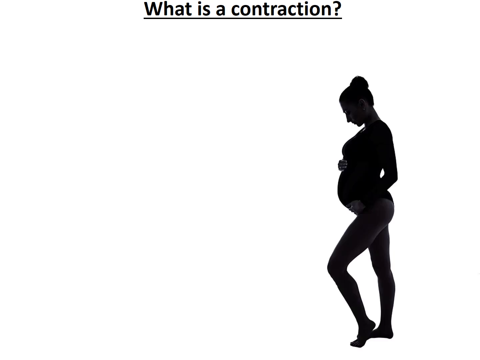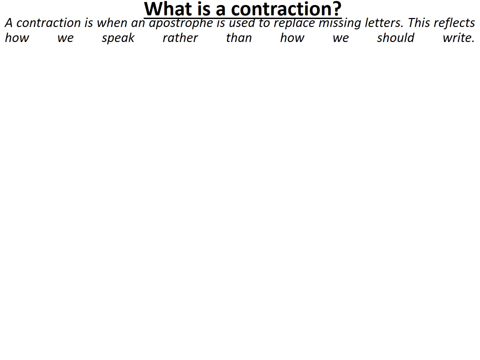In this video we'll be answering the question, what is a contraction? And before you ask, I'm not thinking about pregnant women going into labour. No, instead a contraction is when an apostrophe is used to replace missing letters that have been removed. We use contractions really to reflect how we speak rather than how we should write.